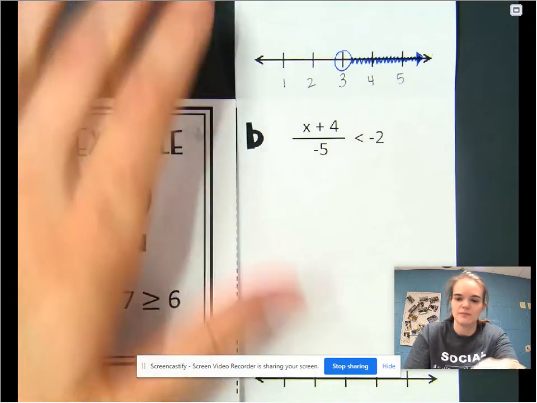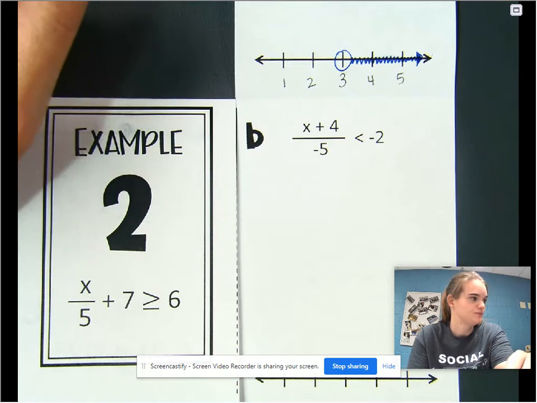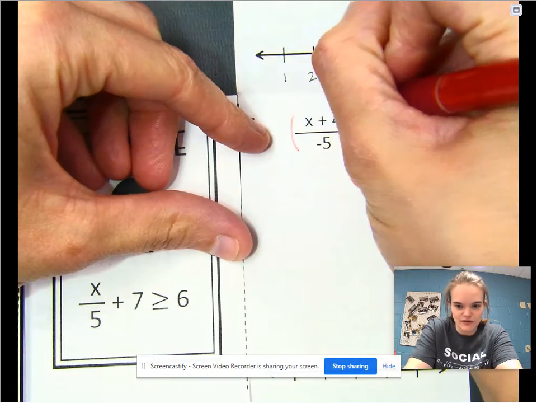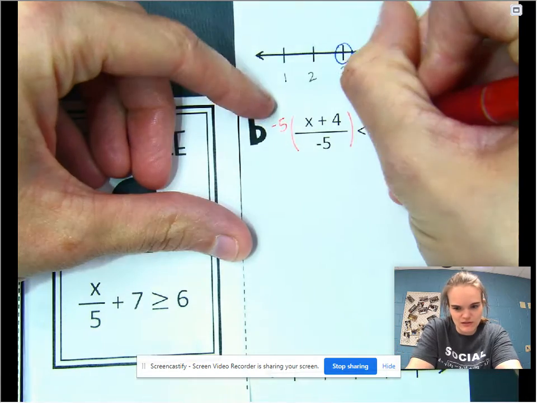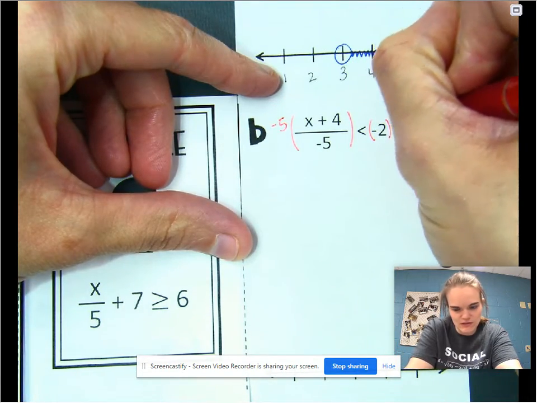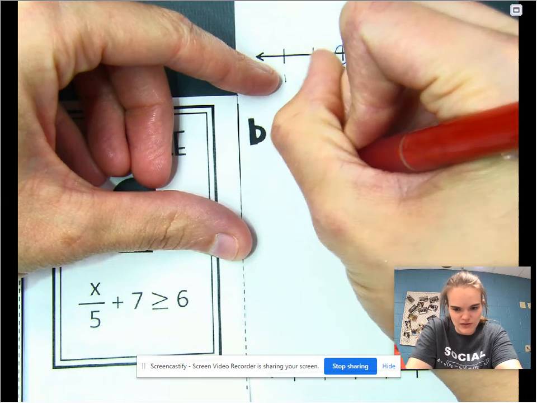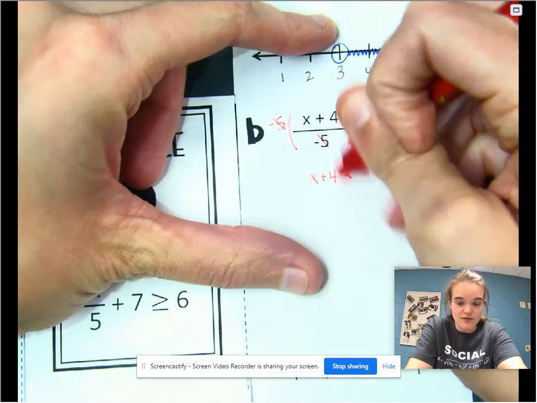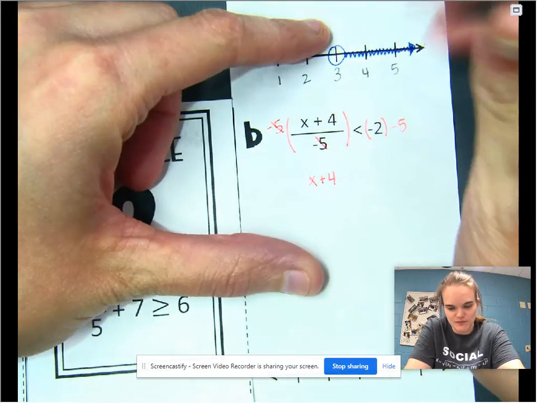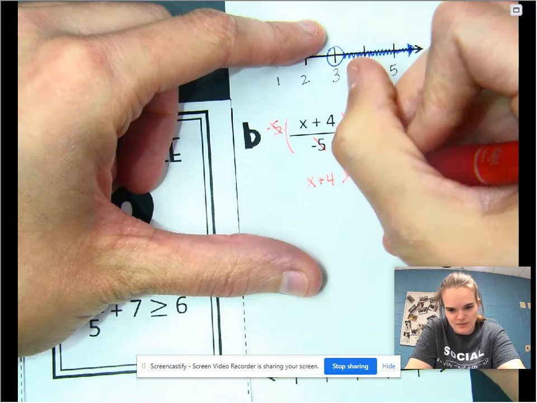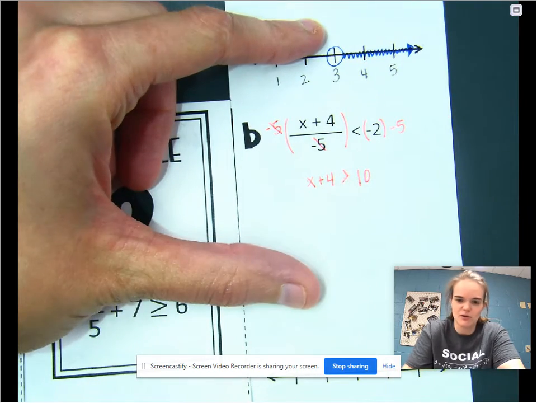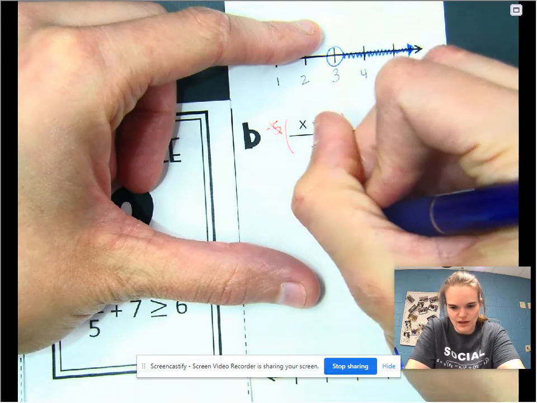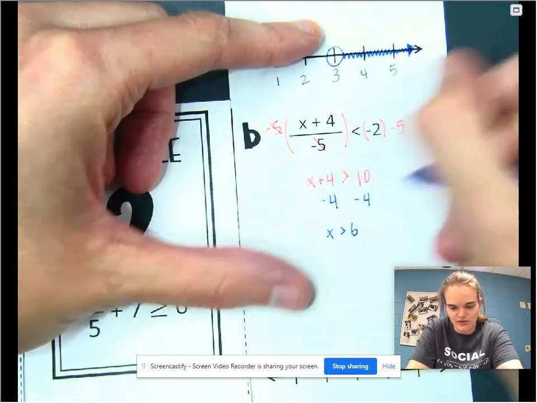Okay. Letter B. Pause the video. Try this one on your own. We are going to multiply by negative 5. X plus 4 is less than, flip the symbol, we multiply by negative, greater than positive 10, because negative times negative is positive 10. Okay, subtract 4. X is greater than 6.